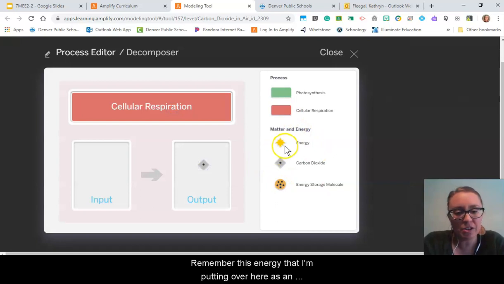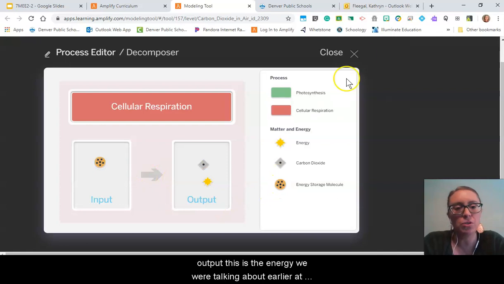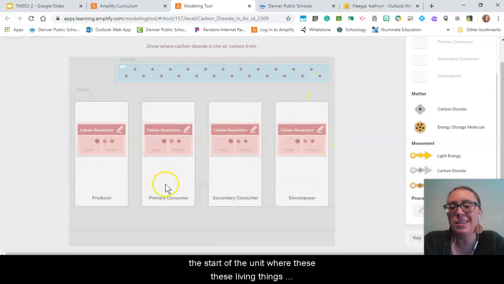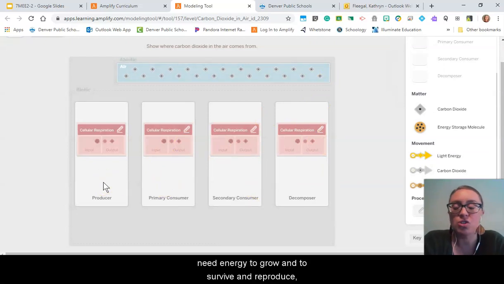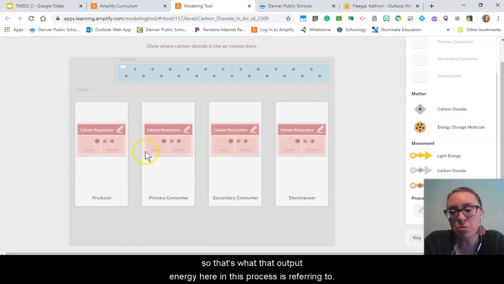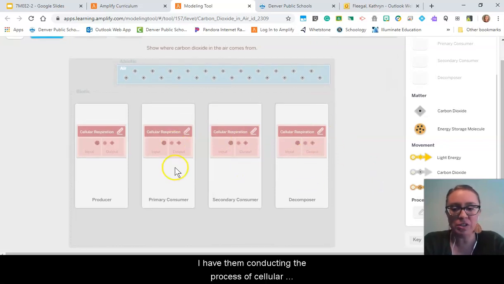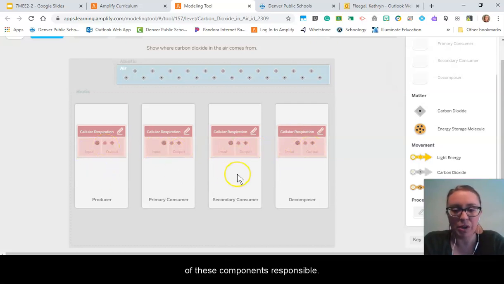And remember, this energy that I'm putting over here as an output, this is that energy we were talking about earlier at the start of the unit, where these living things need energy to grow and to survive and to reproduce. So that's what that output energy in this process is referring to. Okay, so I have my four components conducting the process of cellular respiration. I have the inputs and the outputs of that process of cellular respiration in all four of these components responsible.